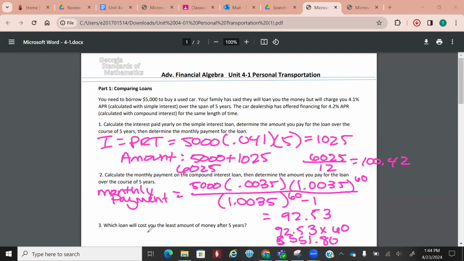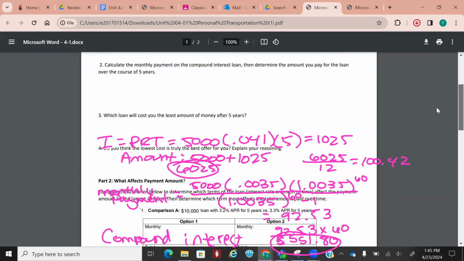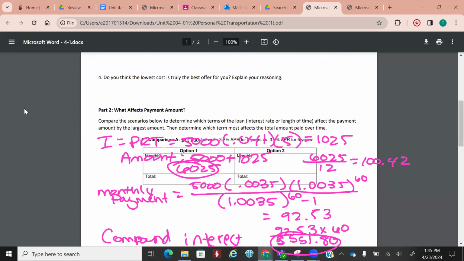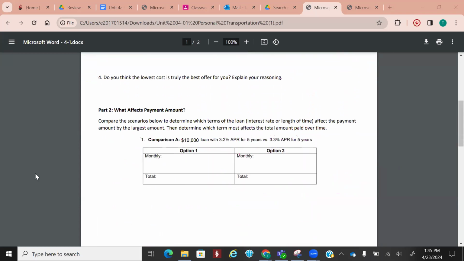Okay. So which loan will cost you the least amount of money after 5 years? Would it be this or would it be this? Actually, the one that is compound interest would cost you less. And it's interesting because it has a higher interest rate. So, do you think the lowest cost is truly the best offer for you? Explain your reasoning. So yes, you pay the least amount of interest.